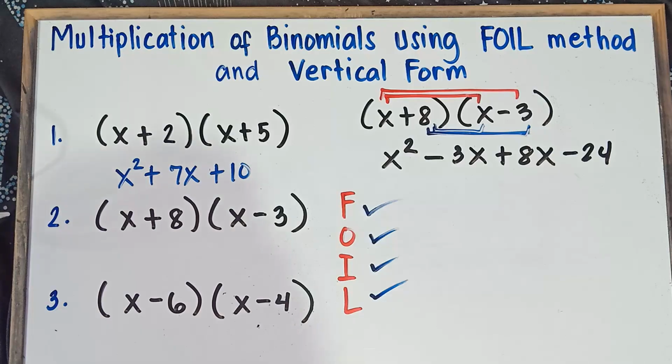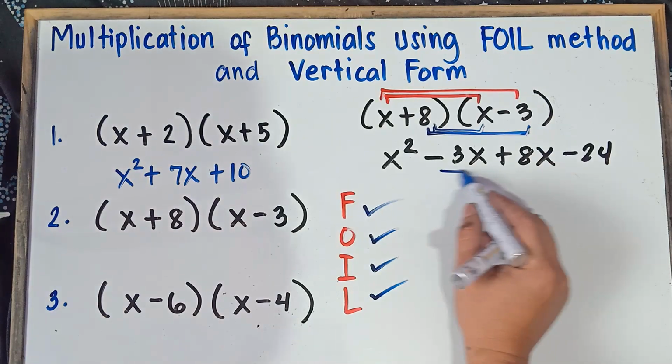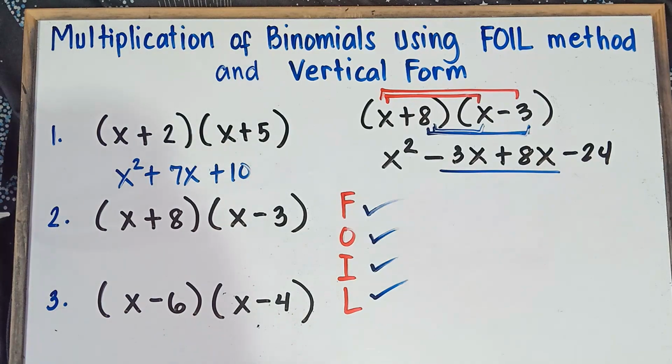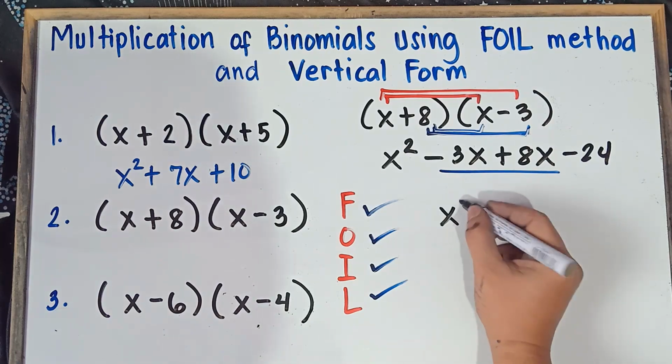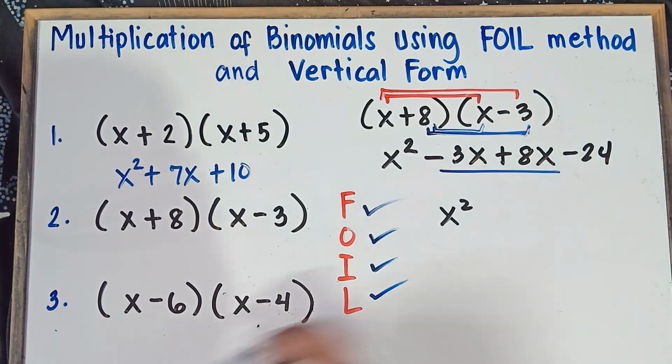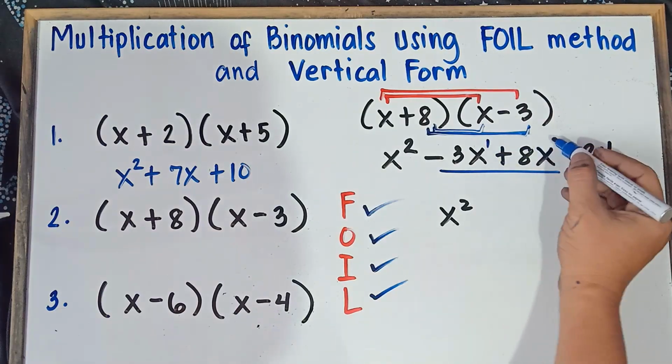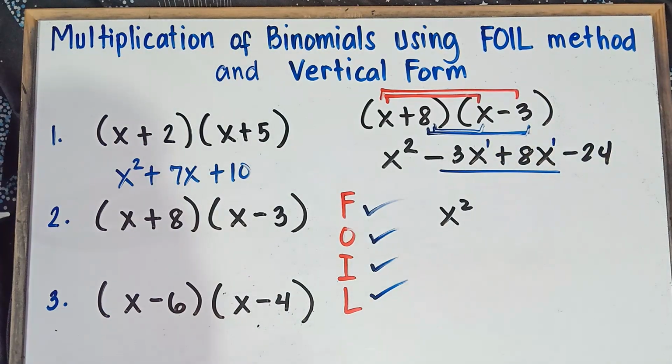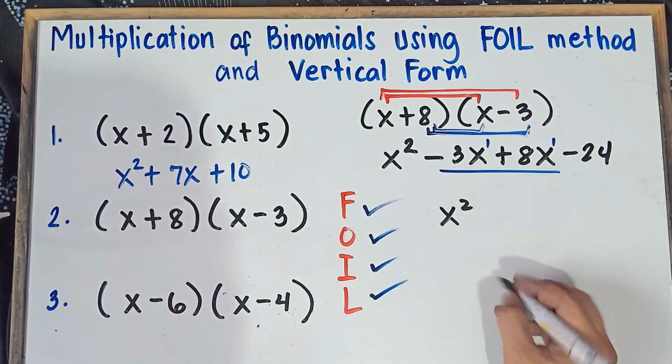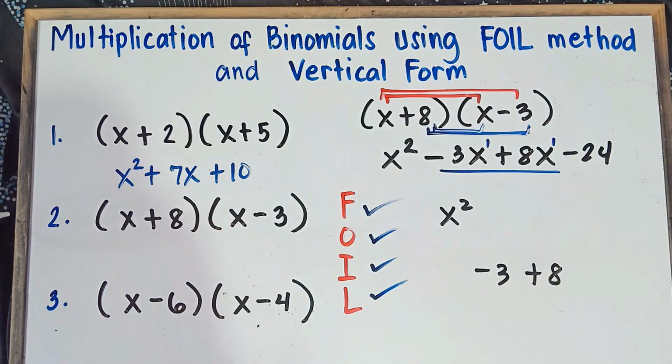And then simply combine like terms, class. So copy x squared. Once again, class, we can combine these because they have the same letter and the same exponent. So positive 8 and then negative 3. What would be the answer, class? Positive 8 and then negative 3.